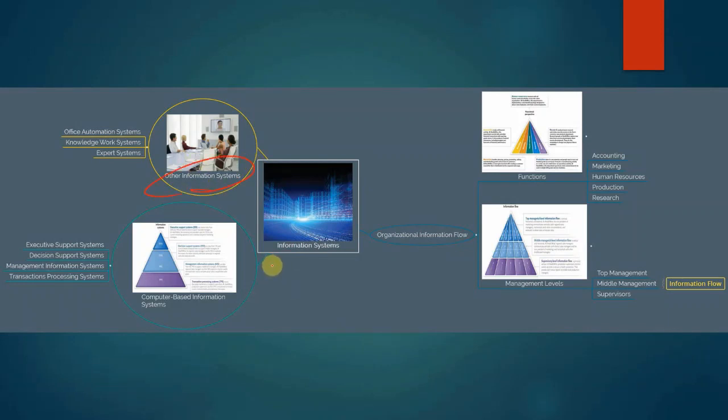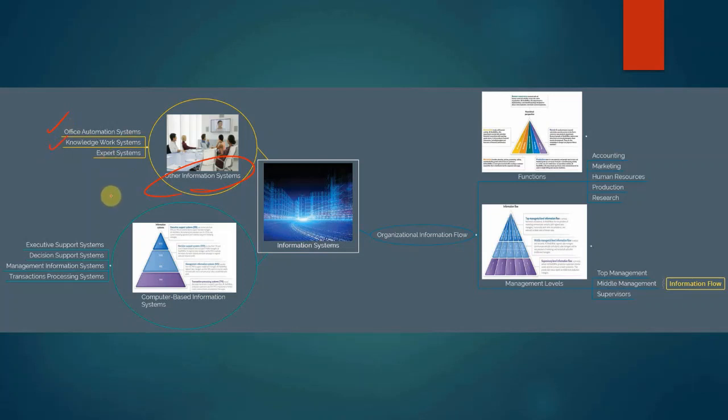Next, we have what's known as other information systems. Other information systems include office automation systems, which are designed primarily to support data workers. These systems focus on managing documents, communicating, and scheduling. Your project managers will use this a lot, because they will use programs that are designed to schedule, plan, and control project resources.